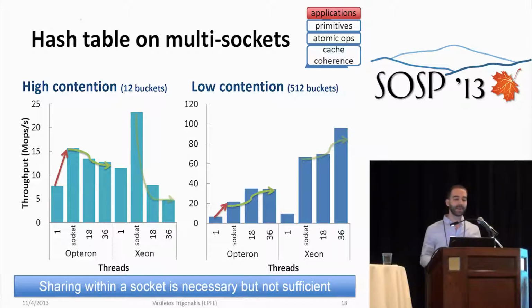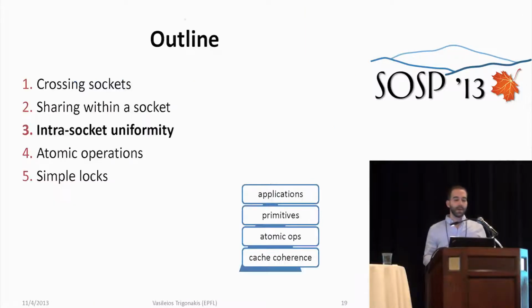And this again confirms that sharing within a socket is necessary because it is a good optimization for getting scalability, but it's not sufficient because it doesn't guarantee that we can get scalability. So let's now move on and see how our single socket processors behave in terms of synchronization.